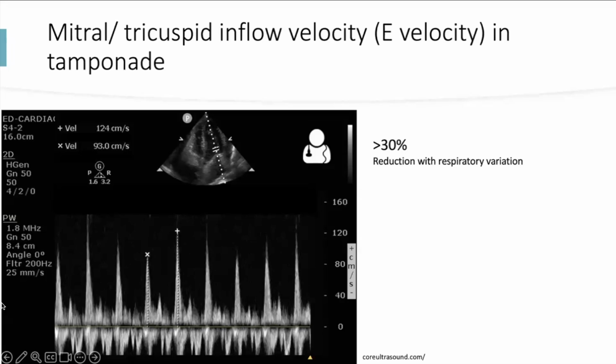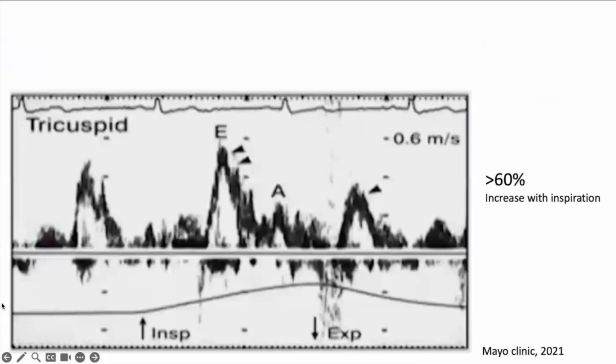The way you calculate it is you take the expiratory, like you would say, 124 minus 93 over 124. So expiratory minus inspiratory over expiratory. And it has to be more than 30% for the mitral valve, and it needs to be more than 60% for the tricuspid valve. So as you can see here, with inspiration, the E velocities are higher. With expiration, it goes down.